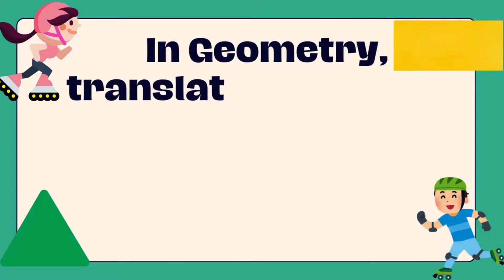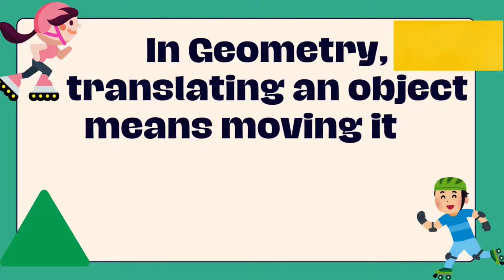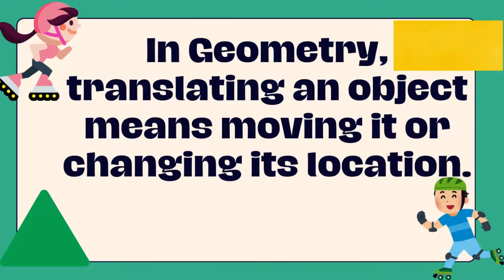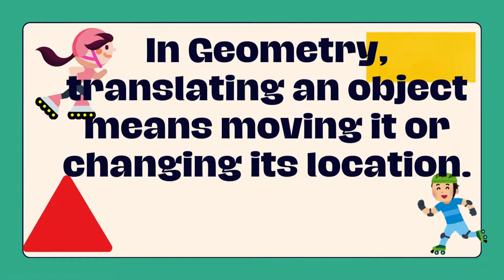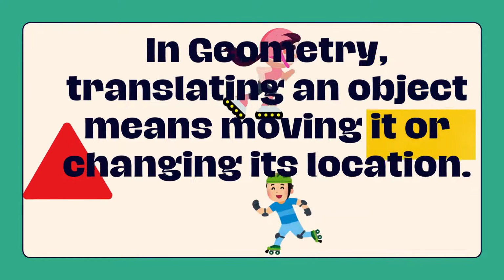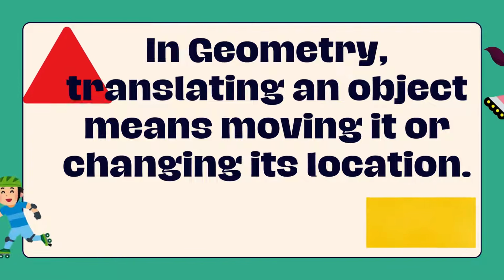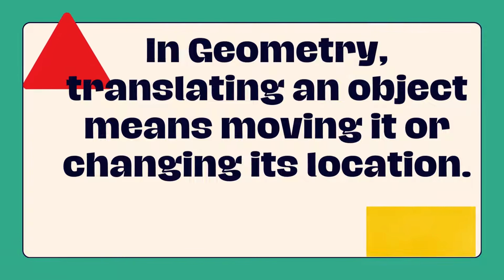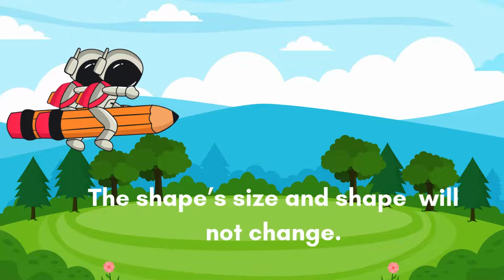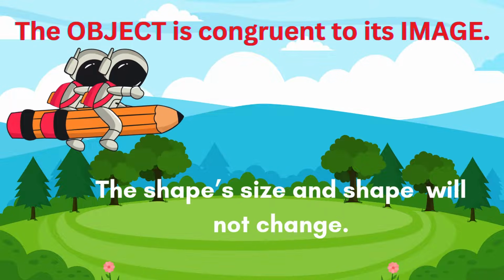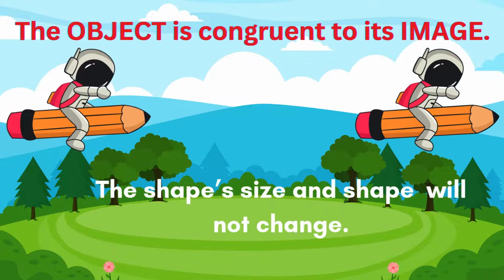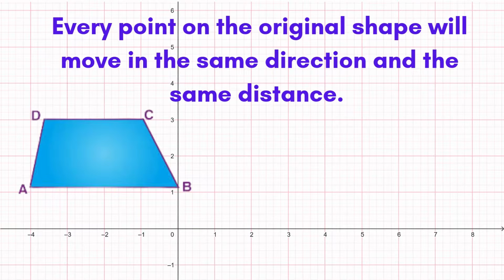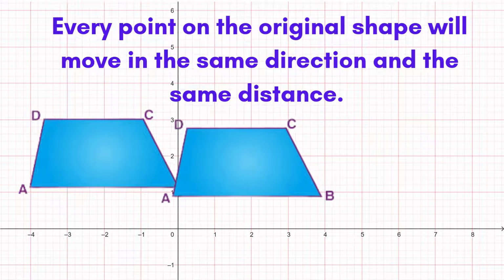Translation is a type of transformation that describes one way a geometric shape can move on a coordinate plane. The movement can be left, right, up, or down. When you translate a shape, it's like you make an exact copy or image of the shape and then slide the copy to another location. A translated shape has exactly the same shape and size as the original shape.